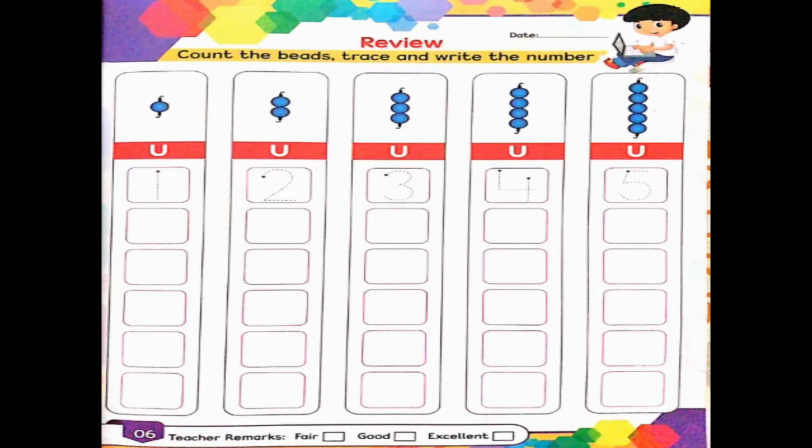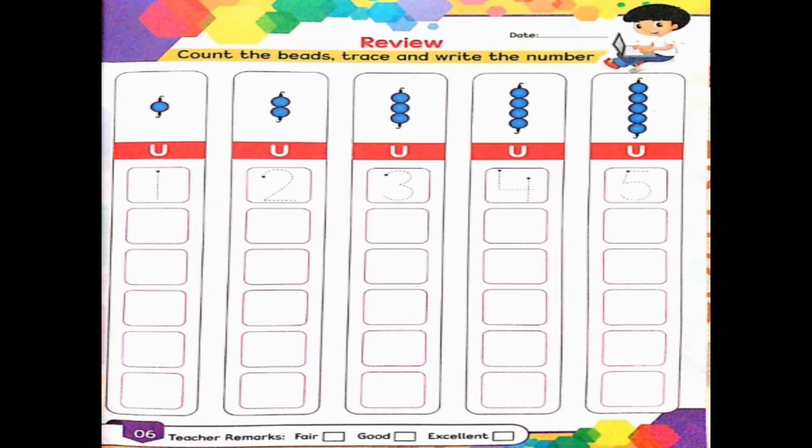Okay kids, now on page number 6, we have beads. So we are going to count them and trace the number. Okay, in first row we have 1 bead. So you have to trace 1 in the boxes. Okay, now in the second row we have 2 beads. 1, 2. So trace number 2 in the boxes.